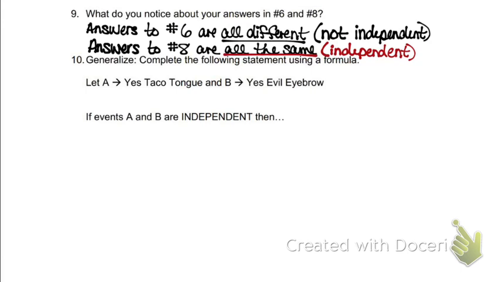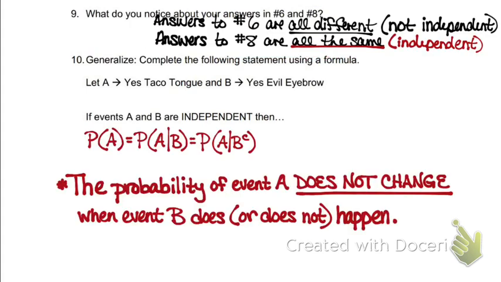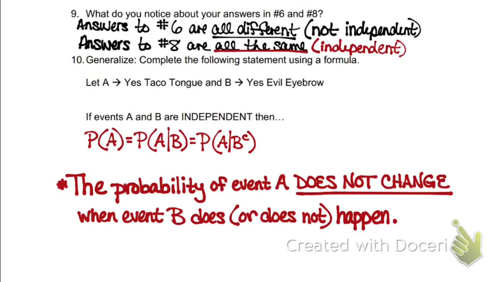So we're going to complete this generalized statement. If we let A be yes taco tongue and B mean yes evil eyebrow, then if the probability of A is equal to the probability of A given B, is equal to the probability of A given B complement, then the events are independent. The probability of event A did not change when event B did or did not happen. What goes on with event B doesn't matter. Then they're independent.